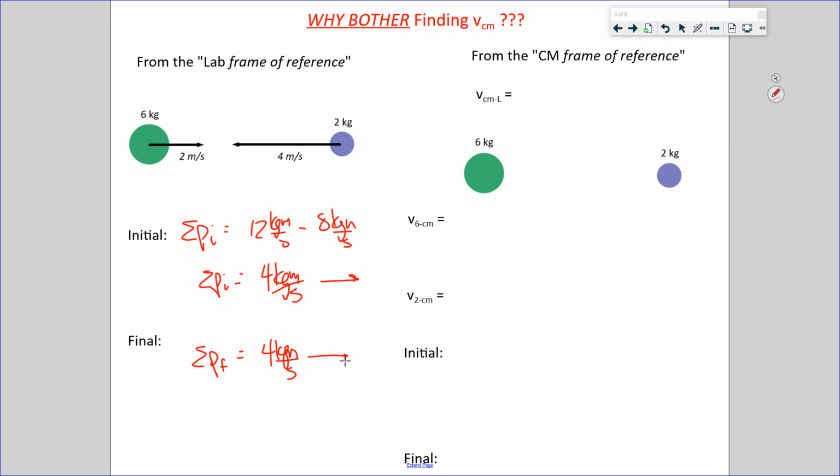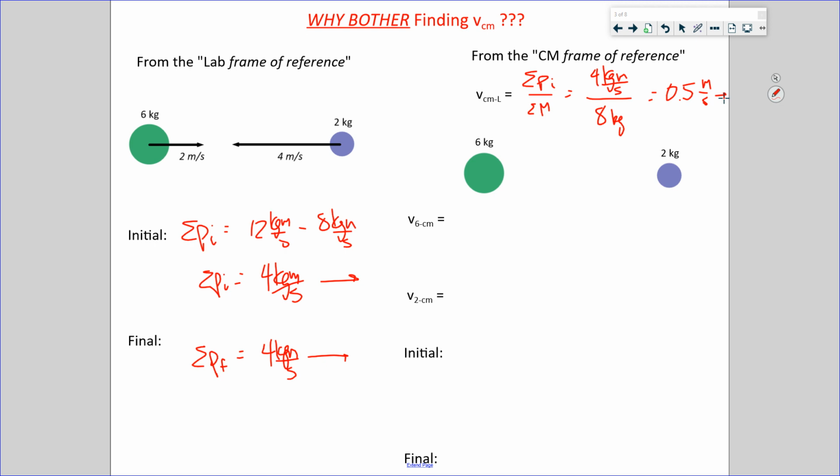Now, let's look at the velocity of the center of mass. Remember, by definition, we add up all the momentums, we divide by the net mass. So what we get is 4 kilogram meters per second to the right, I'll leave that as positive, divided by the net mass, 8 kilograms. And that is 0.5 meters per second right.